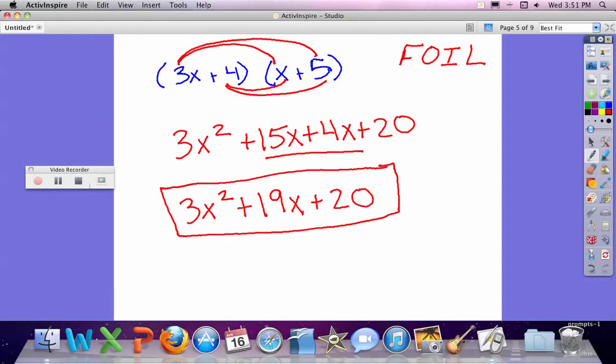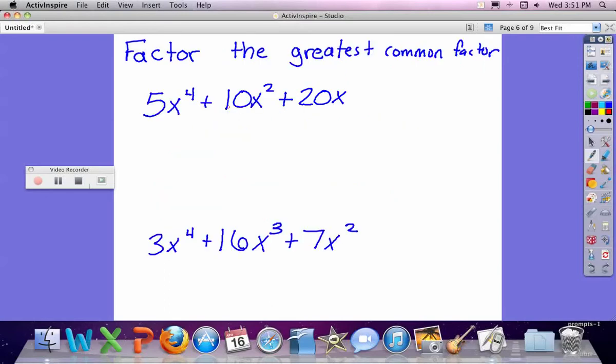In our next two problems, we're going to be factoring out the greatest common factor. When I look through this first problem, 5x to the fourth plus 10x squared plus 20x, I look at my numbers, 5, 10, and 20. I see that the greatest common factor for those numbers would be 5. Then I check out my x's. All of these terms have an x, so I'm going to be able to factor out the x to the smallest exponent, which would be this x to the first.